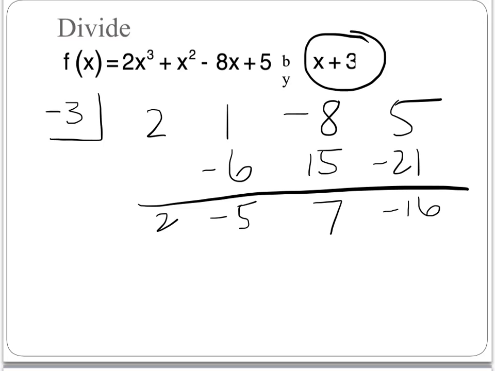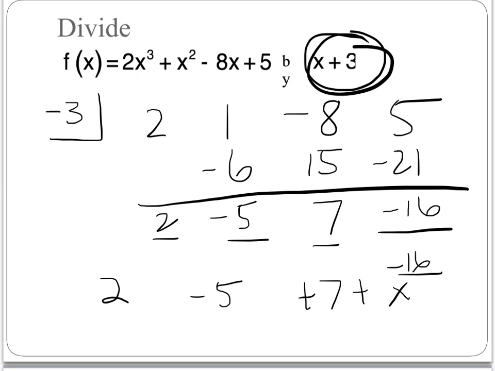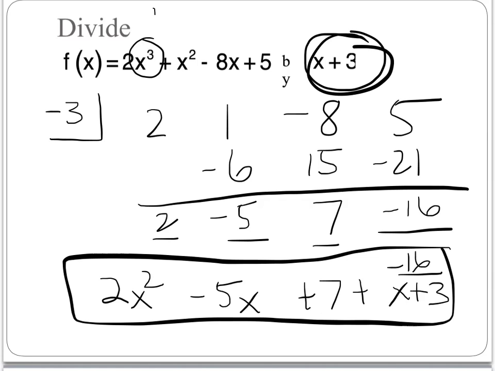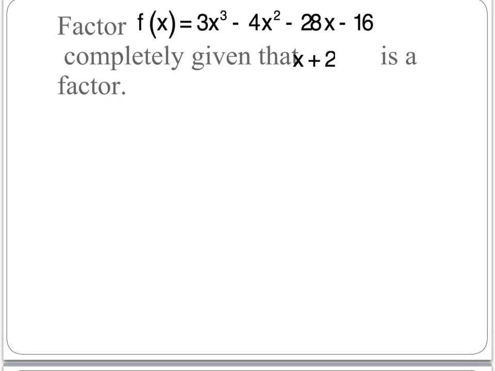Now the reason why it only works with this is because we end up with just a single number at the end, and that is actually our remainder. In between, these are all the coefficients of our answer. So we have 2, we have minus 5, plus 7, and then we have this thing plus negative 16 over our divisor, which is x plus 3. Now what goes in the spaces between would be, we started with x cubed, so now after the 2 we're going to have a 2x squared, and then we're going to have just an x, and then nothing after the 7. So we start with an exponent less than what we had before, and then we write it out from there.